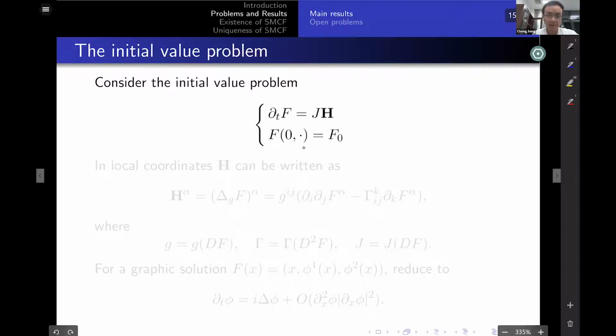Unfortunately, this problem is very difficult. And after years of investigation, I can only solve the local existence and uniqueness problem. And there are many problems left wide open. So next, I'm going to talk about some analytic aspects of this flow, mainly concerned with its existence.